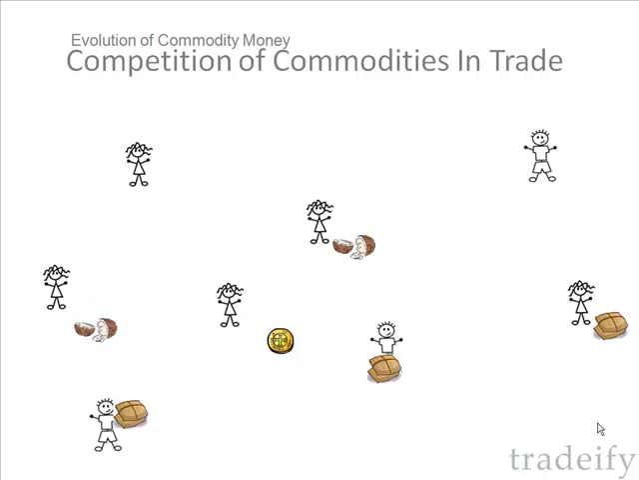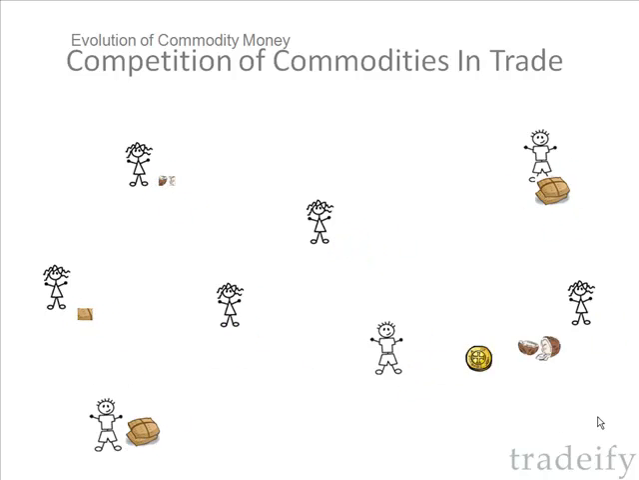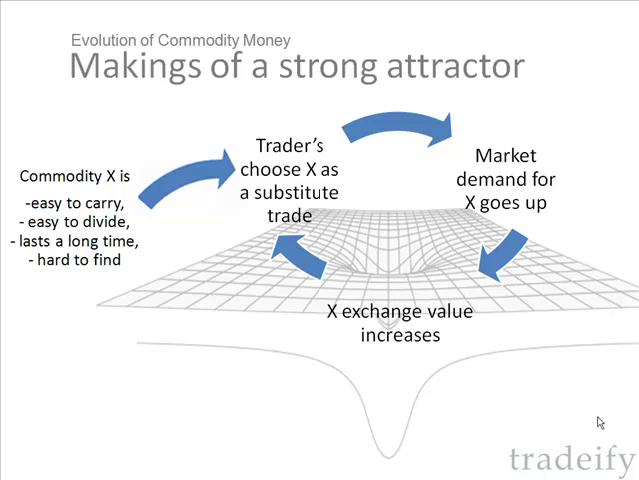So you can imagine here we have a marketplace where people are trading different commodities and they're swapping them, and some of them are going off and some of them are not. There is a kind of competition between the different commodities as to which one will become the one preferred for exchange. And certain commodities might be easier to carry, they might be easier to break up into pieces, they might last and not go off like my fish, and they might have this property that they're hard to replace.